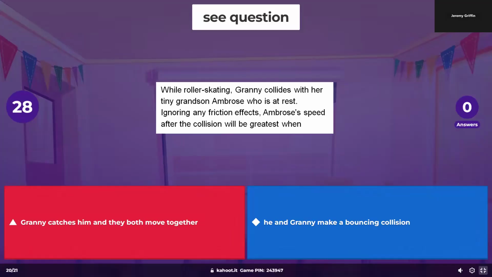While roller skating, Granny collides with her tiny grandson Ambrose, who is at rest. Ignoring any friction effects, Ambrose's speed after the collision will be greatest when what? Granny catches him and they move together, or he and Granny have a bouncing collision. Boing. Which one will send Ambrose flying faster?